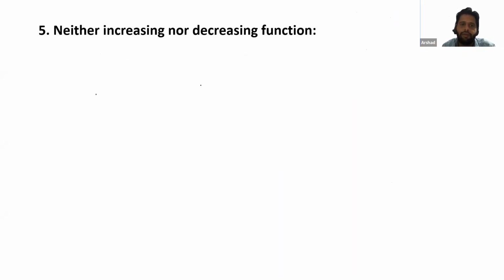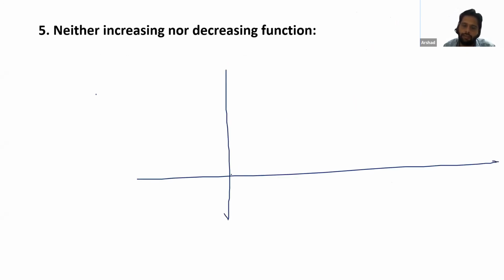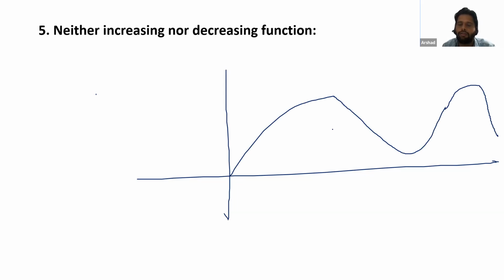Then we have a function which is neither increasing nor decreasing. It is like this. For example, if you have a function like this, which increases like this one, then it decreases, then it again increases, then again decreases. So the complete function is neither increasing nor decreasing, because it increases up to a certain point, then starts decreasing, then again increases. Such types of functions are neither increasing nor decreasing.